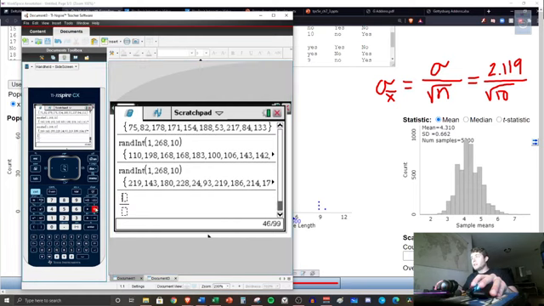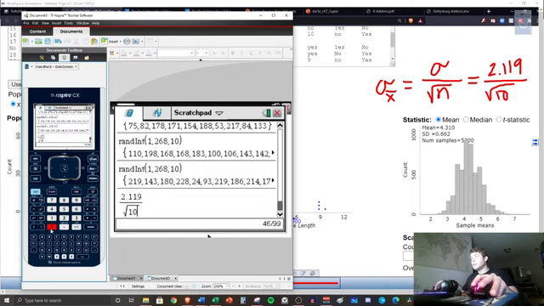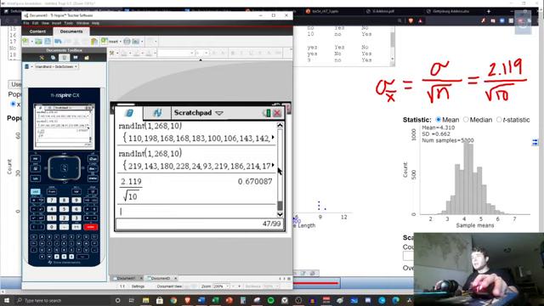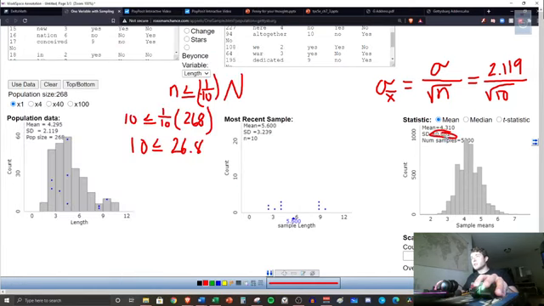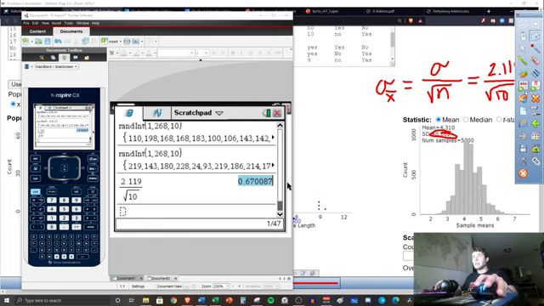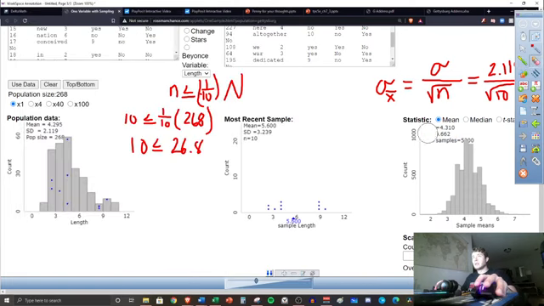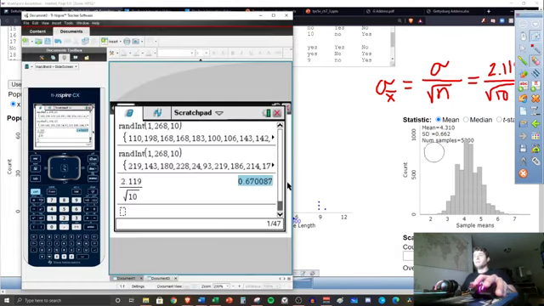And let's do this calculation. We're going to make a fraction. We have 2.119 divided by square root of 10. And I want you to notice how close this is to this right here that I have on the screen, which I have just blocked. It's very close though. Very close.